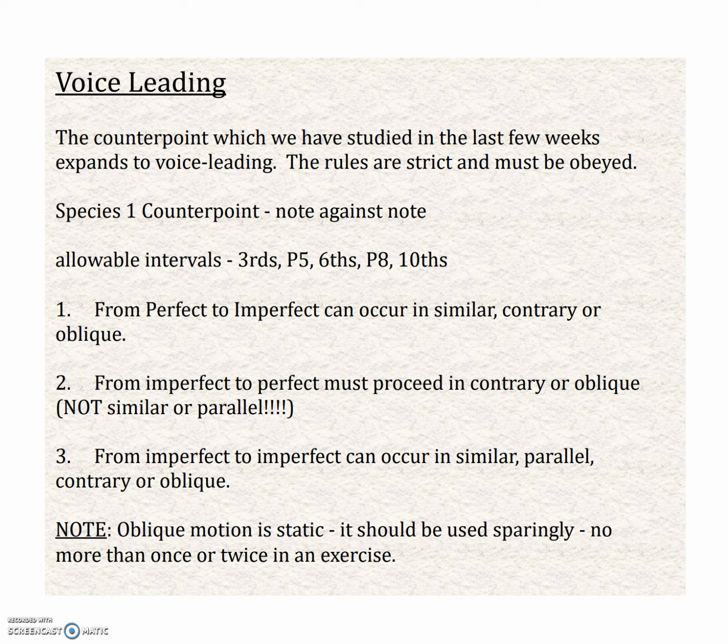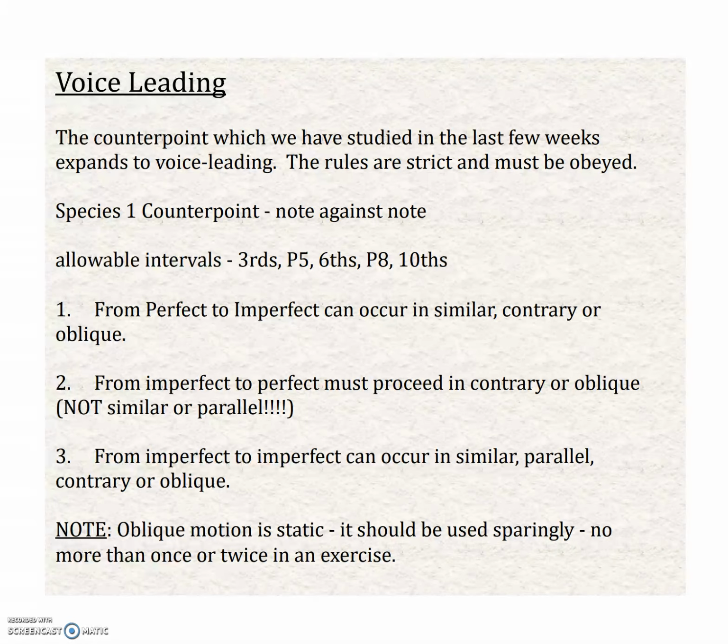Number 2, if you're going from imperfect, meaning thirds, sixths, or 10ths, to a perfect interval, perfect fifth or perfect octaves, you can only go in contrary or oblique motion. That is it, and very important. Number 3, from imperfect to imperfect, you can do it however you want. That's totally cool. It's when we get to the perfect intervals that we have to be very, very careful. When we go to a perfect interval, you really got to be careful how you get there.